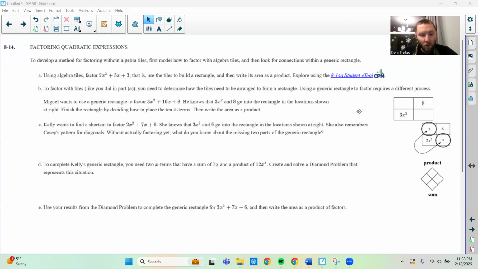Hopefully at this point you have already completed problem 13 in section 8.1.2. Again, reviewing this generic rectangle, algebra tiles, factoring sort of situation. So hopefully you have finished number 13.